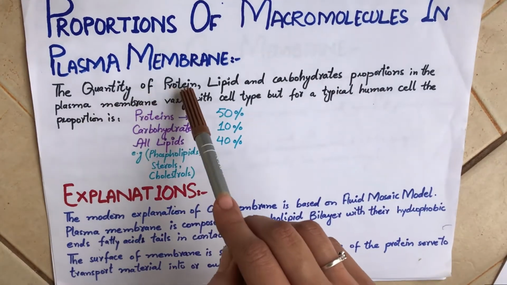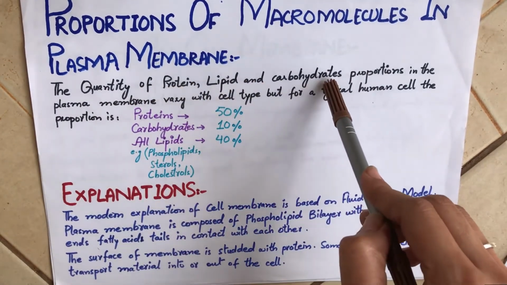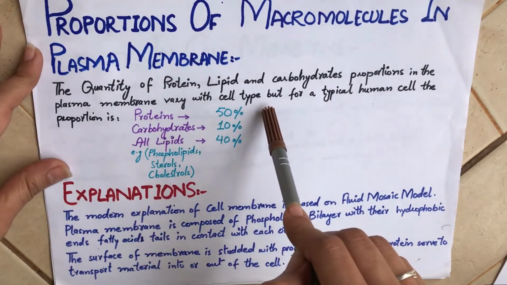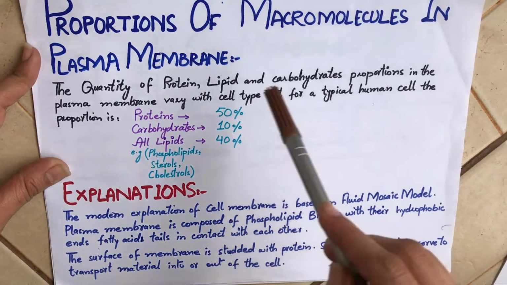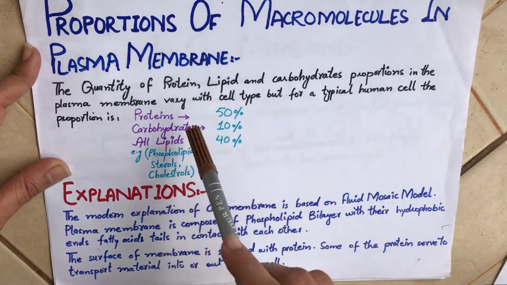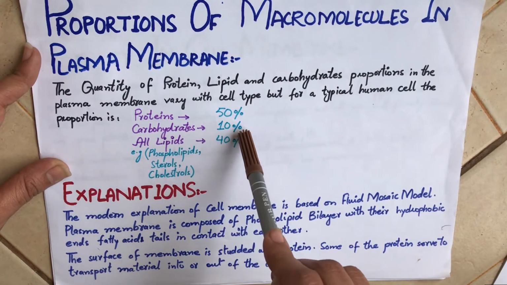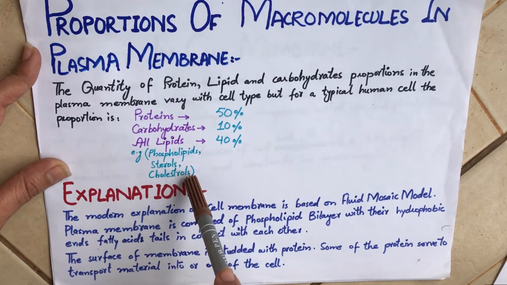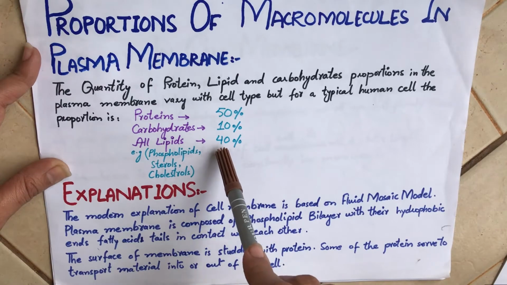The quantity of protein, lipid and carbohydrate in the plasma membrane varies with cell type, but for a typical human cell, the proportion of protein is about 50%, carbohydrates about 10%, and all lipids, which are phospholipids, sterols and cholesterol, about 40%.